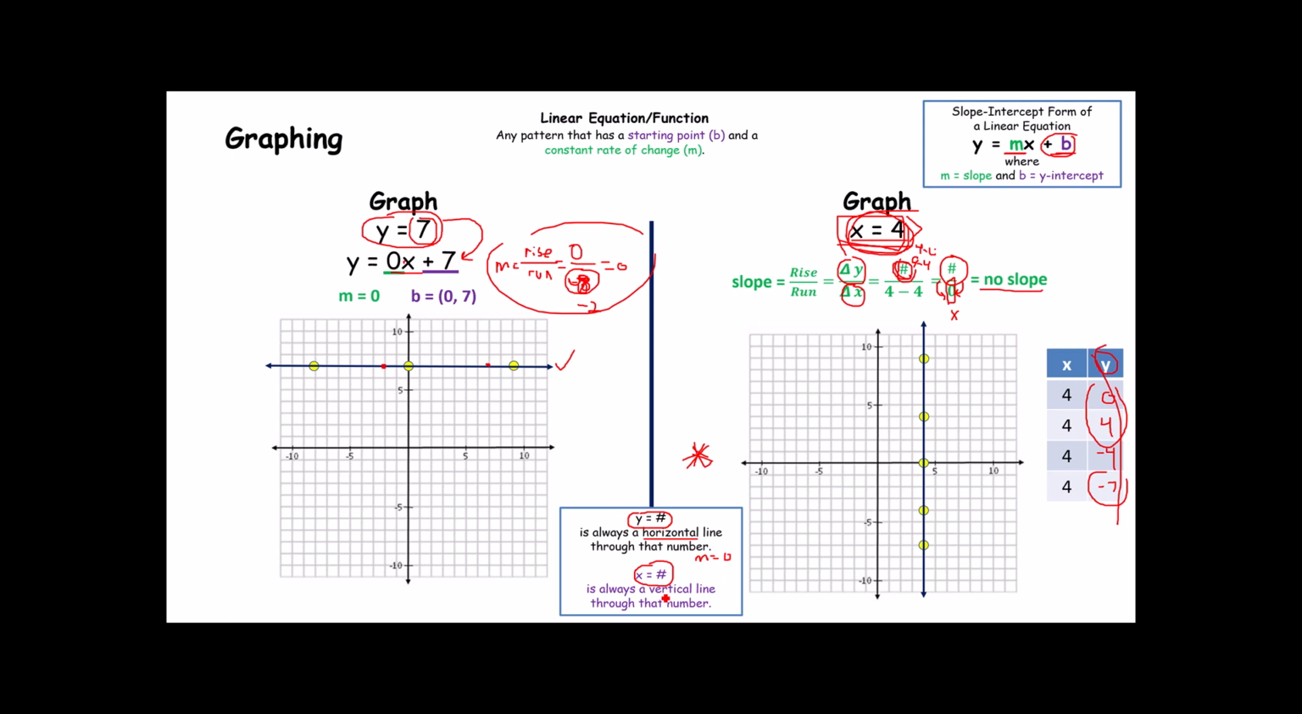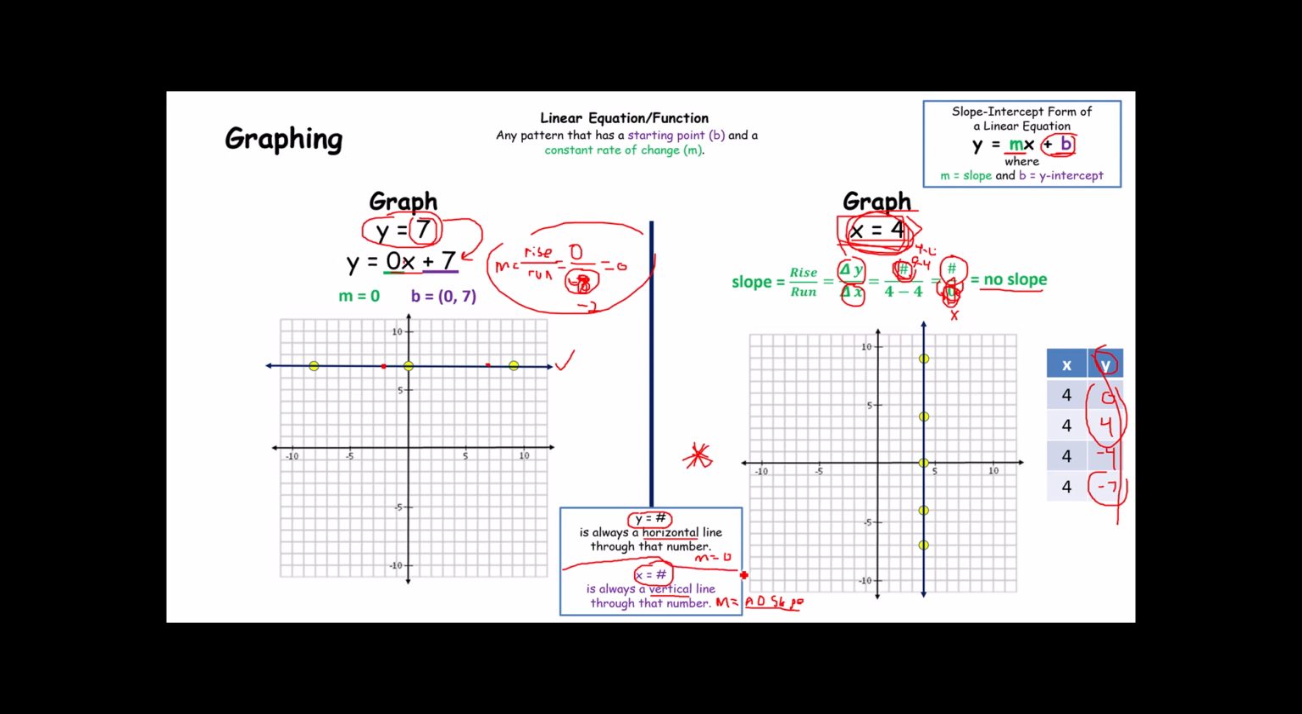But if you have x equals a number, that's what we saw over here. You're always going to end up with a vertical line that passes through that number. Since x equals 4, I get a vertical line at 4. This is going to have an undefined slope or no slope because we can't have a 0 as our run. This division cannot occur. Make sure you spend some time getting these straight in your head.